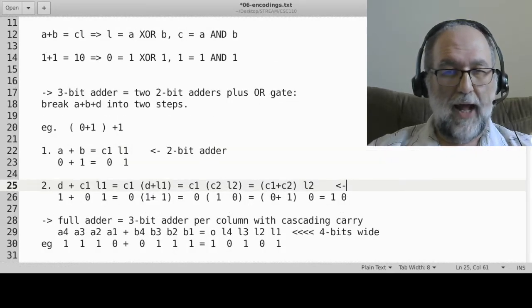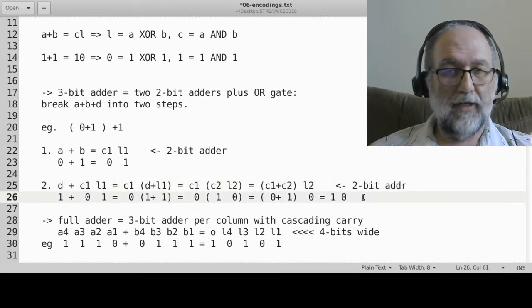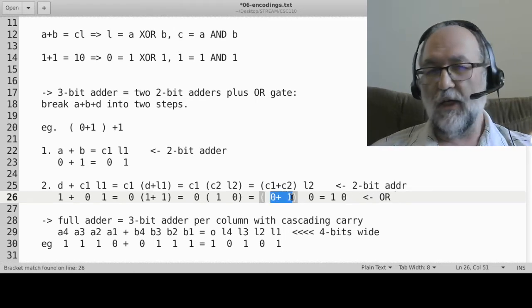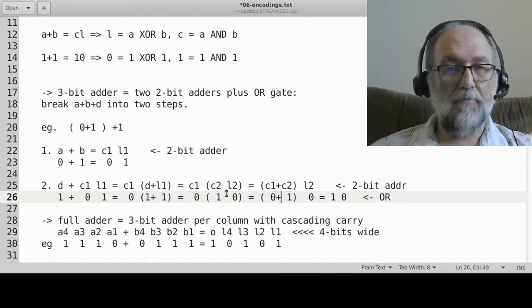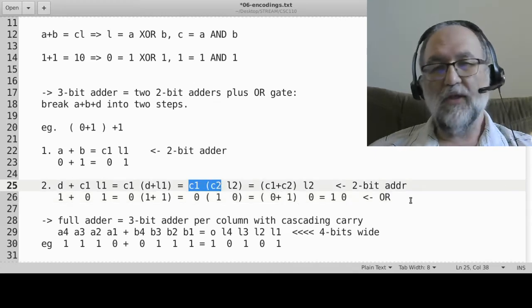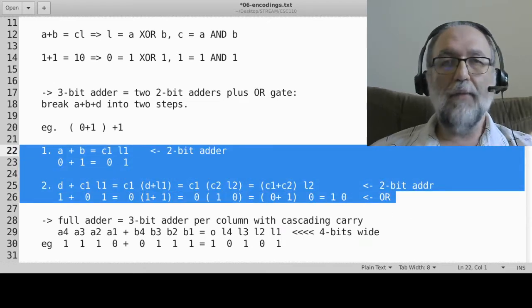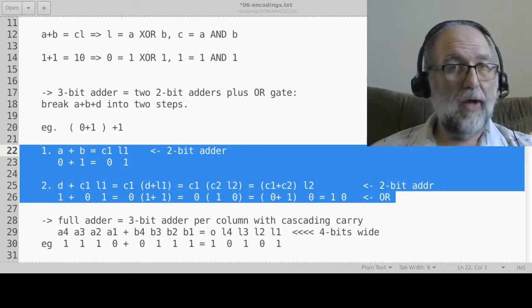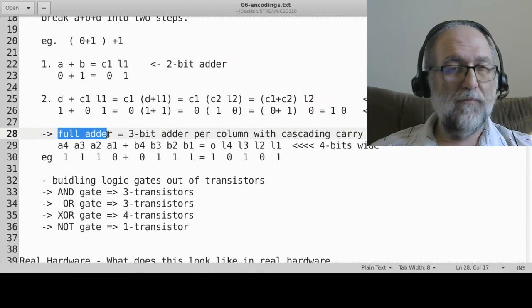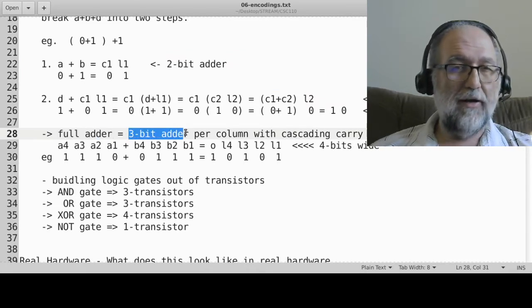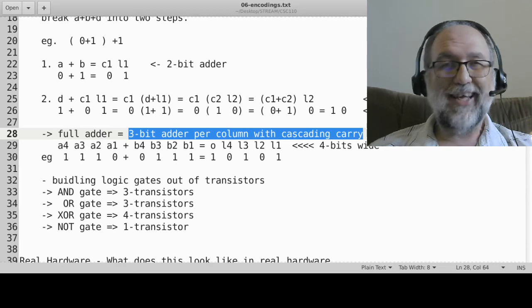There's a second 2-bit adder step, and then that final addition over here. Okay, 2-bit adder. Okay, and then that final addition here required an OR gate. Okay, that was this addition here. And you go, why did you need another 2-bit adder there? Because you can never have that both C1 and C2 are both 1, and so it's sufficient to just use an OR. Okay, and so there you go. So that's how you did 3-bit addition. Admittedly, that's the hardest one to get your head around. Okay, and so once we had 3-bit addition, then we could build this full adder, and the full adder was basically a 3-bit adder for every column, plus the cascading carry.